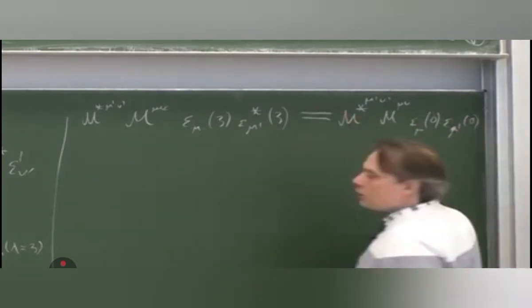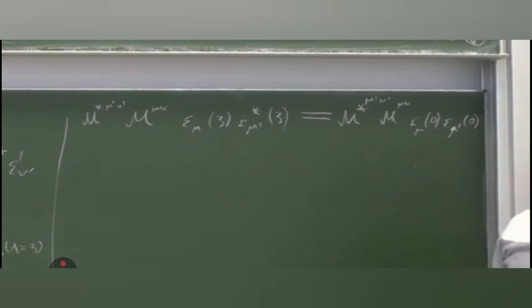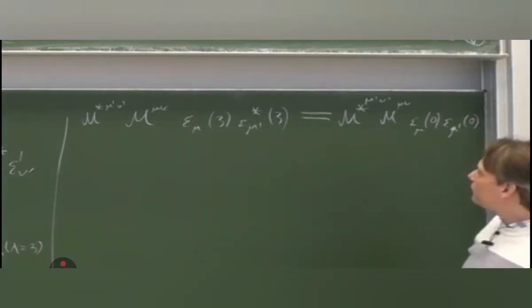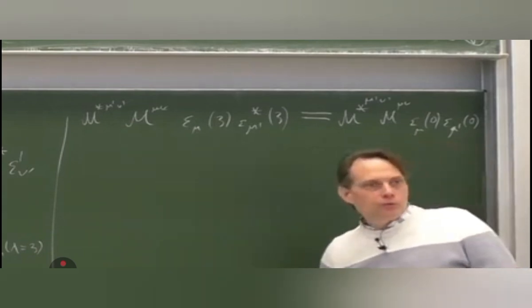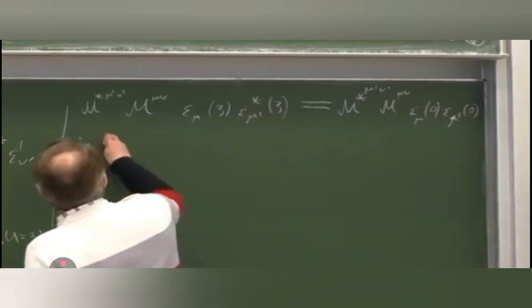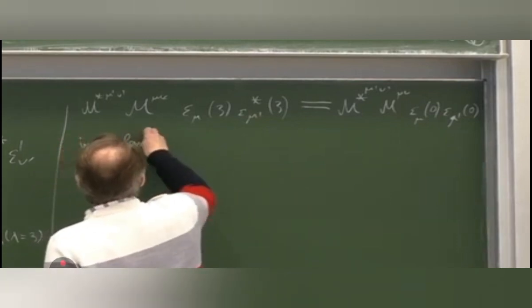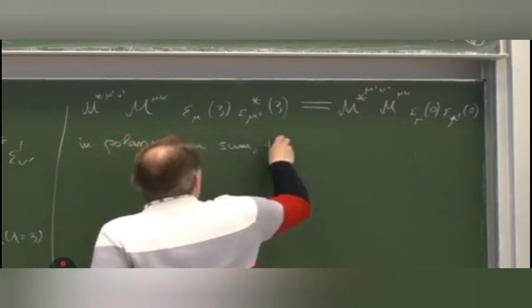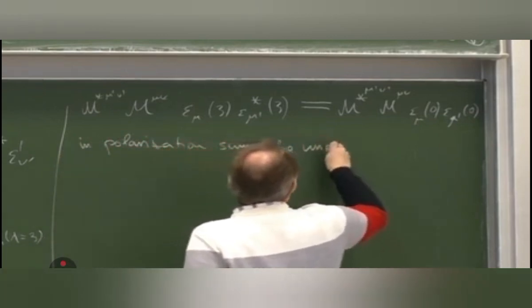Then they are equal because the sign drops out. So if we do the square, then the sign drops out. So we have simply squared the previous expression. Now, that means that if we do a polarization sum, the unphysical polarizations drop out.